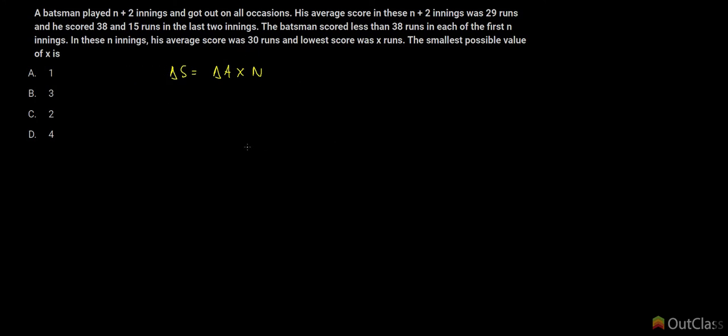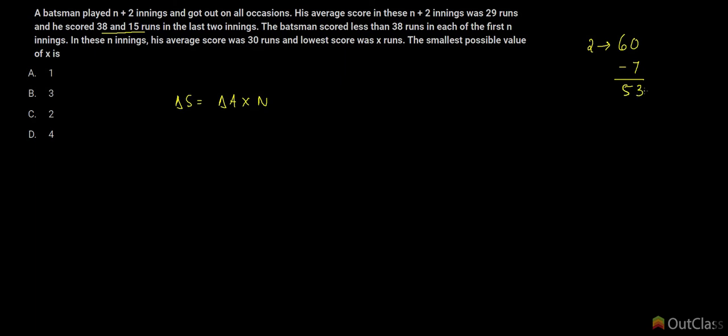So then my starting average for n observations was 30. When a 38 and a 15 are added to that set of observations, notice that 38 plus 15 is 53. Two observations are added. If those two observations had added up to 60, the average would have been maintained. The average used to be 30. If you add two numbers that add up to 60, the average wouldn't rise or fall. We actually have 7 less than that.